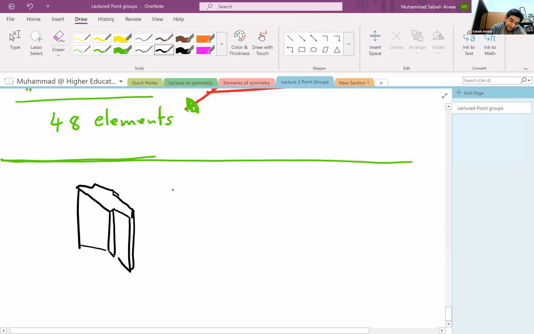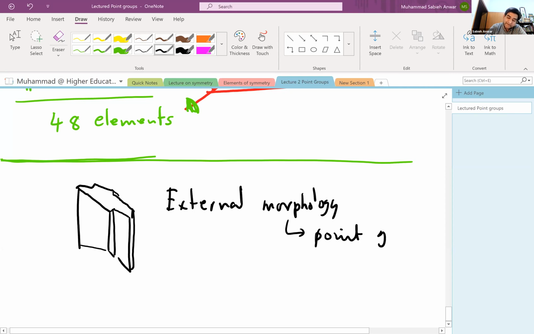Okay. So external morphology is determined by the point groups. And it is totally independent of the atomic structure. You don't care what the atomic structure is. You don't care about the periodicity of the crystal, of the atoms inside the crystal.